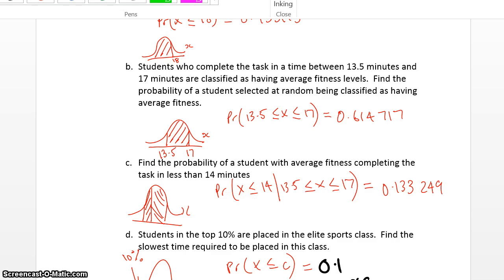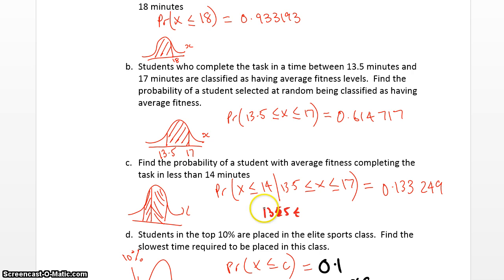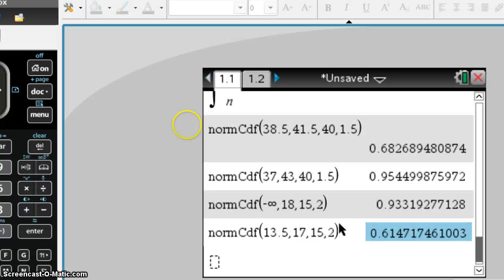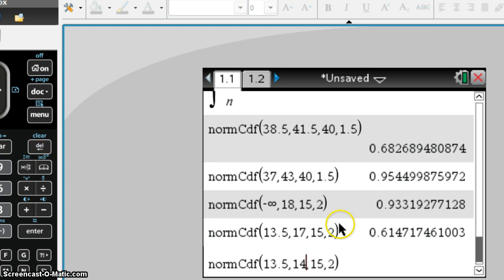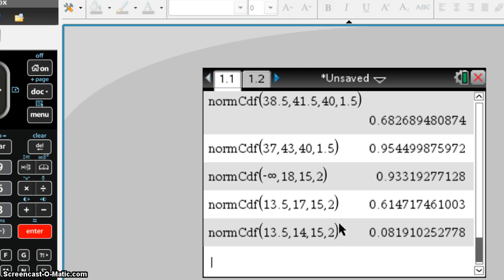So essentially what I've got for this particular case is I've got bigger than 13.5, but less than 14, all over between 13.5 and 17. Okay, that's essentially what I'm after. So I can do that. I already know what the 13.5 to 17 is. Now I need to find 13.5 to 14, and that's that. So it ends up being this figure here divided by this figure here.